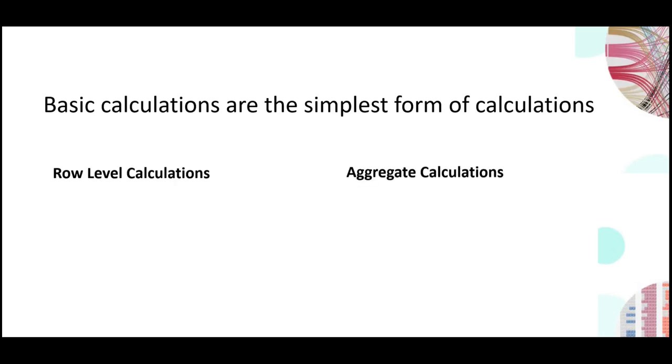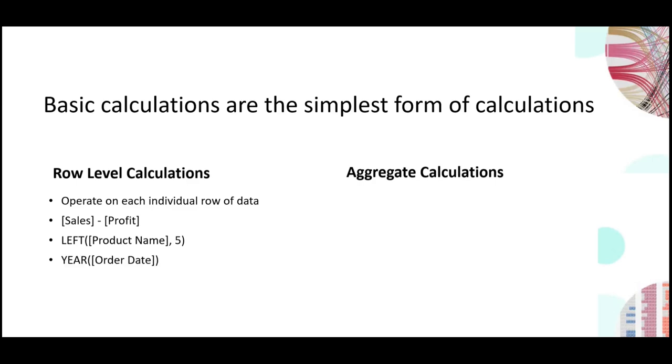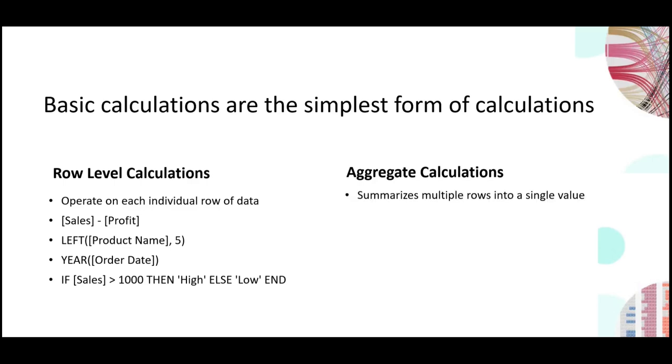Row level calculations operate on each individual row of data in the data source. Some of the examples include arithmetic operations, in which one field is subtracted from another, string manipulations to extract a few characters from a string, date calculations, this extracts the year from the order date, or conditional statements. On the other hand, aggregate calculations operate on groups of data, summarizing multiple rows into a single value. These calculations involve aggregate functions such as sum, average, minimum, maximum, etc.